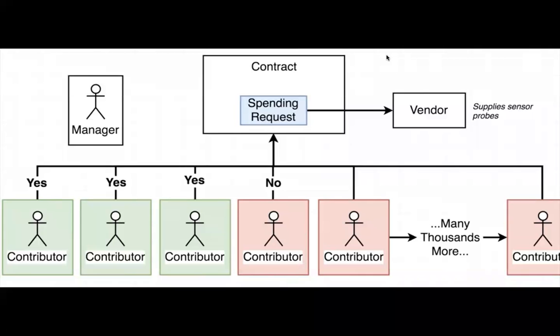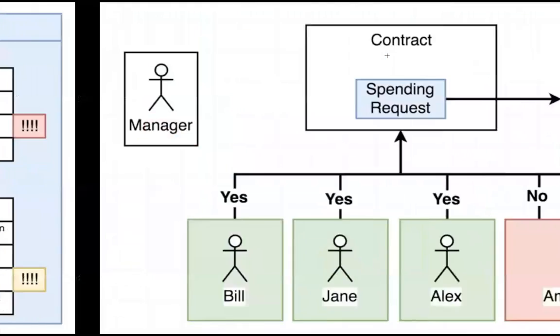In a previous video, I laid out two big requirements for my voting system. Number one, we should be able to ensure that a single contributor cannot vote multiple times on a single spending request. Okay. So for example, let me show you this diagram that I showed you earlier.